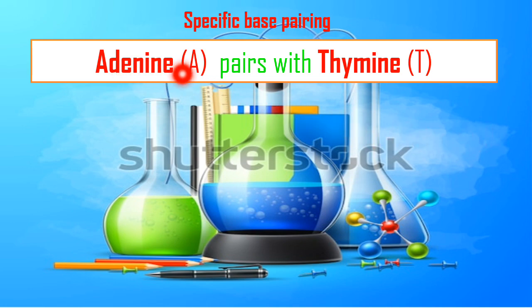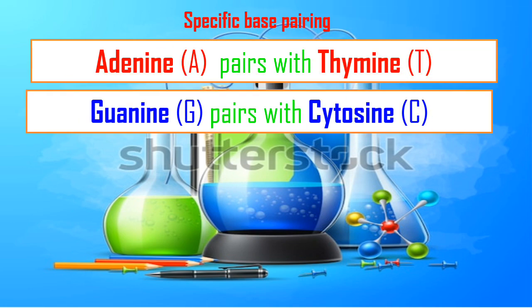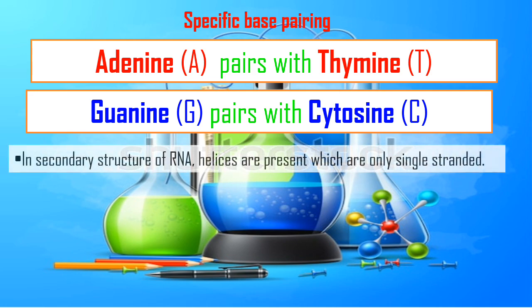Always adenine pairs with thymine. So the hydrogen bond is only between the adenine base and the thymine base. Adenine will not form a bond with guanine. Adenine will not form a bond with cytosine. Adenine always forms hydrogen bonds with thymine and guanine always forms a bond with cytosine. So this is specific base pairing. Guanine will not form a bond with thymine, and thymine will not form a bond with cytosine. That's why the two strands of a nucleic acid in the case of DNA are complementary to one another, that is, they look alike.